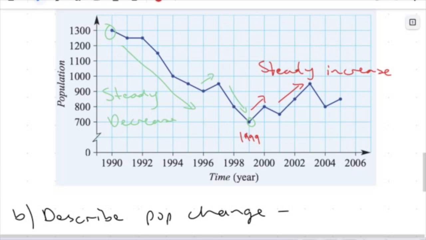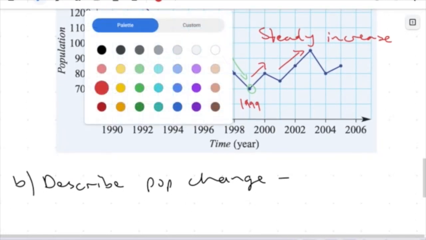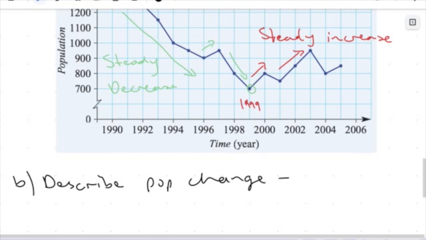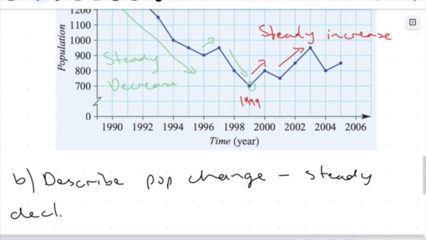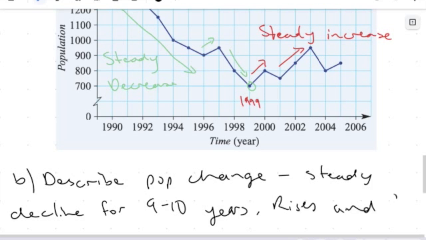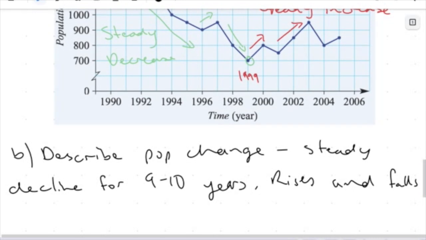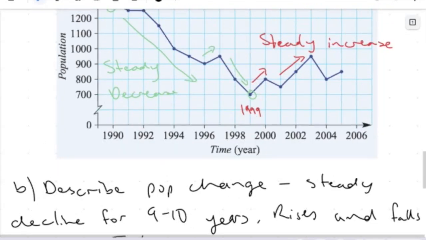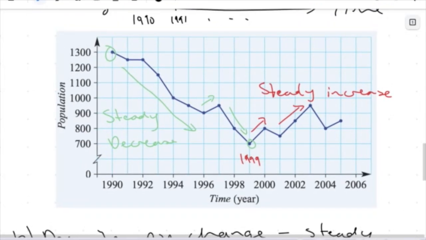But we can basically say here, based on the information I've noted on the graph, we have a steady decline for about 9 to 10 years, and then it rises and falls in the last 6 years. I should say 5 to 6 years. So that's basically all that's required of us for these types of questions. We're just looking at data and then commenting on it.